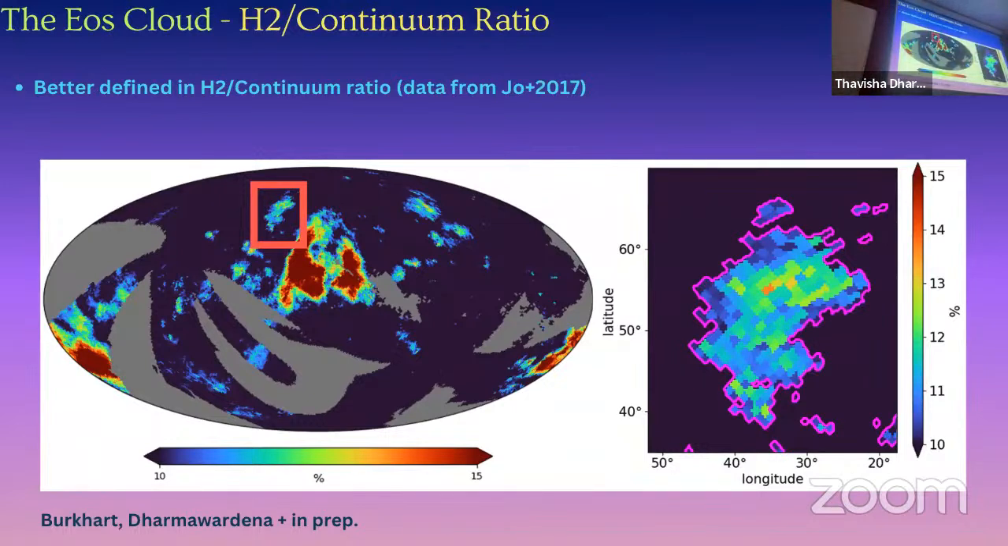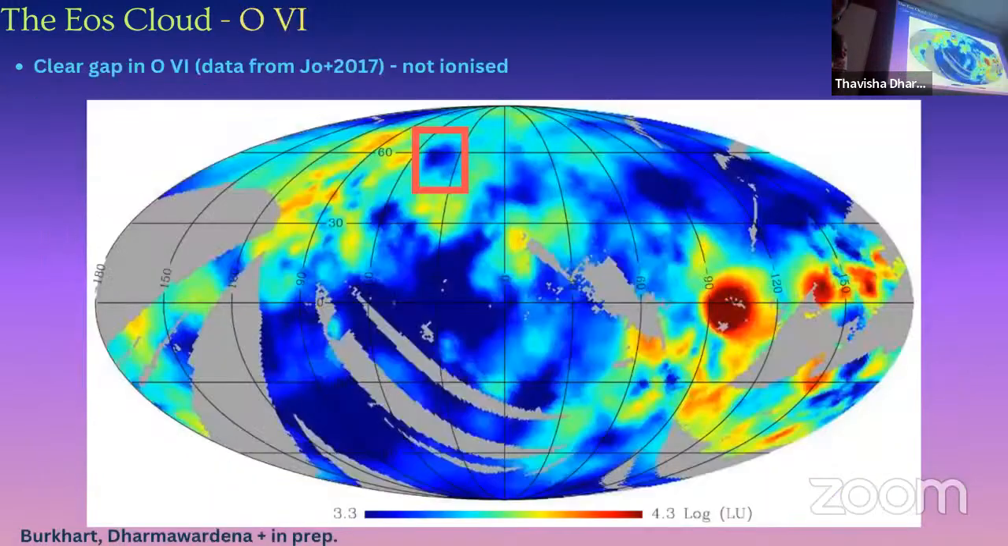So we wanted to look at multiple other traces, see what happens. So we looked at the H2 to continuum ratio data from the same study, and it's much better defined here and stands out really nicely. And so we chose to use that as our base contour to define parameters for this cloud. And what makes it cooler is that now we look at the oxygen 6 and we see a big gap there. So it is really there and it's not ionized. So that's what we can see from this data.